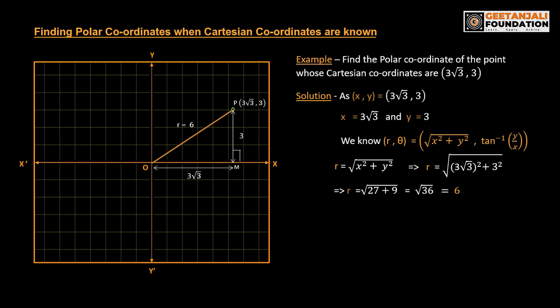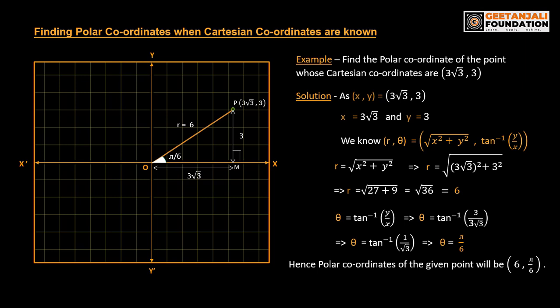Now let's find out the value of theta, which is equal to tan inverse y by x. Let's substitute values of y and x, which gives us 3 by 3 root 3. 3 will get cancelled and we get tan inverse 1 by root 3. Tan inverse 1 by root 3 is equal to pi by 6, as we know by trigonometry. This way we could find polar coordinates of the point, 6, pi by 6, whose Cartesian coordinates are 3 root 3 and 3. That's all in this video.